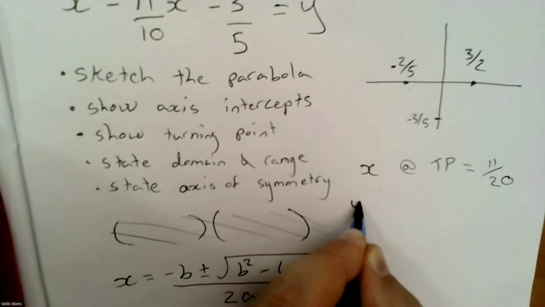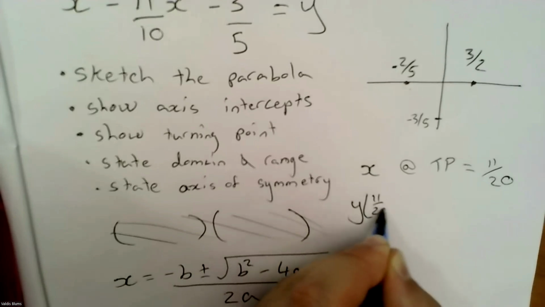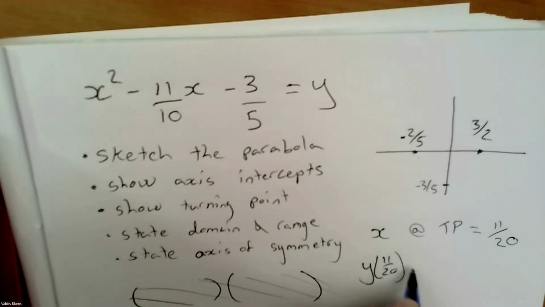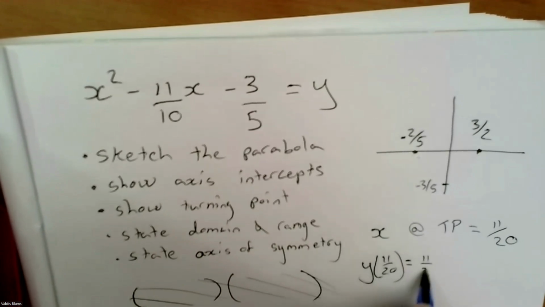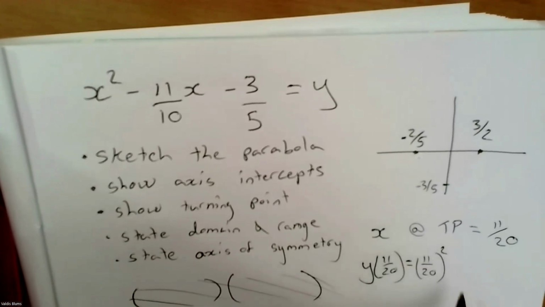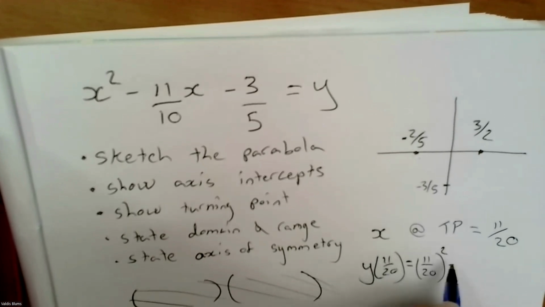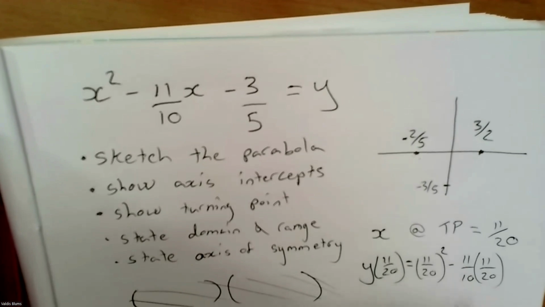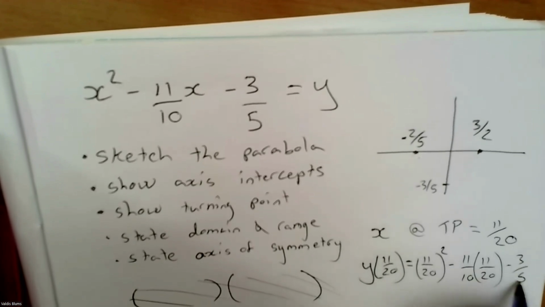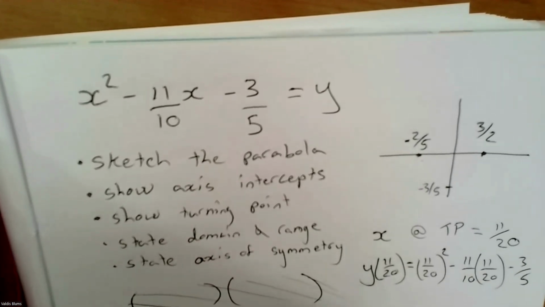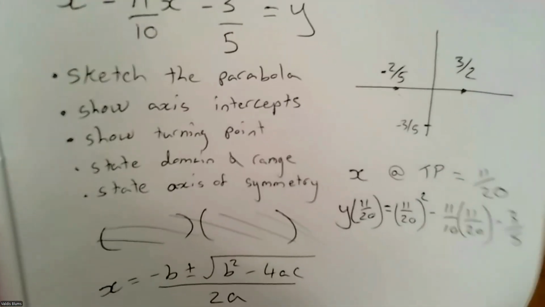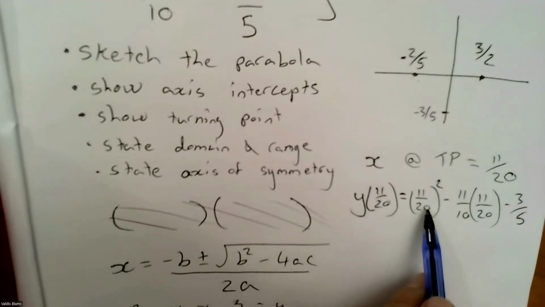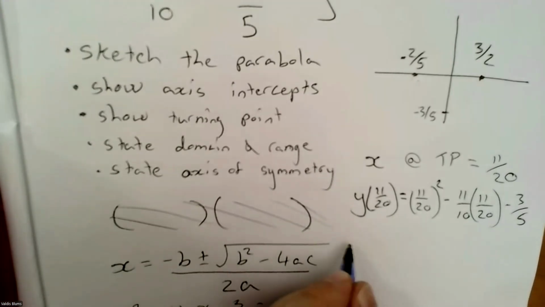Now we're plugging in 11 on 20 into this starting equation. So 11 on 20 squared minus 11 on 10 times by 11 on 20 minus 3 on 5. And we're just trying to find what that y value is that goes along with that x coordinate. So we're plugging in a very particular x value into the quadratic equation.